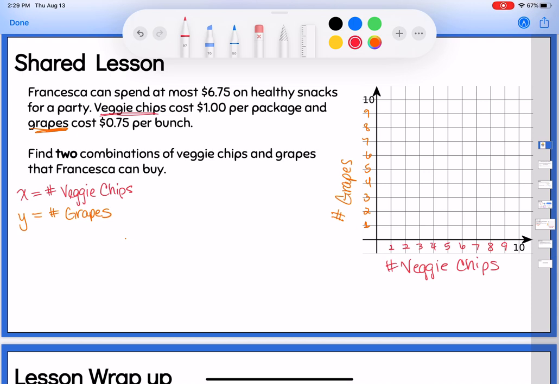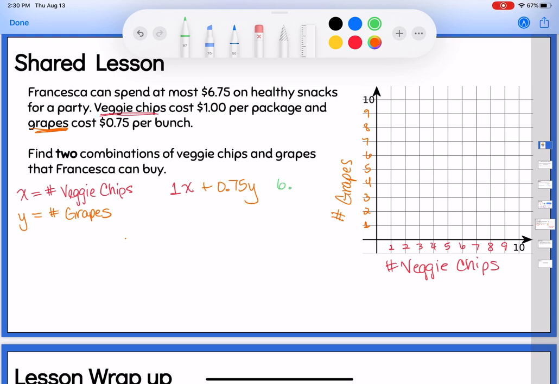So let's see if I can write an equation here. She can spend at most $6.75, and veggie chips are $1 per package. Grapes cost 75 cents per bunch. So let's see. Veggie chips are $1 per package. So $1 times the number of packages, right? Plus, grapes are 75 cents, so 0.75 times the number of bunches of grapes, which is y.